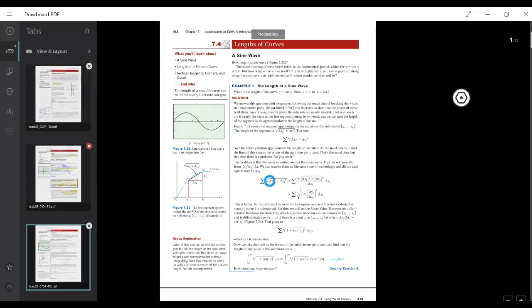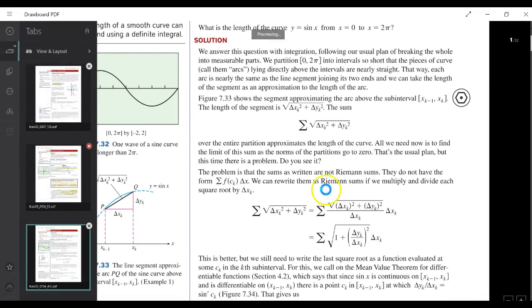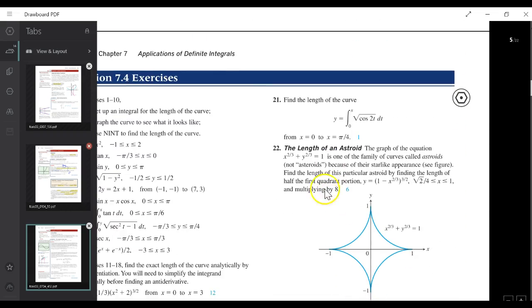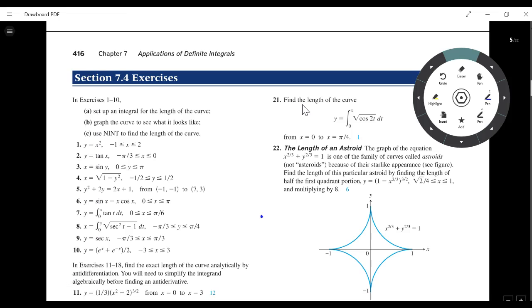So your homework tonight, does somebody have that? It's 1 through 13 odd, on page 416. And then 21, 35 through 37. Okay. So numbers 1 through 10 are all calculator problems.